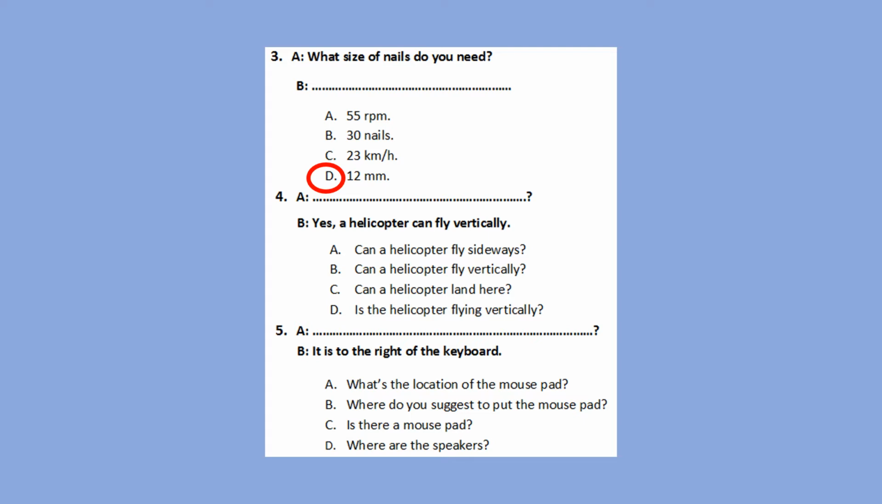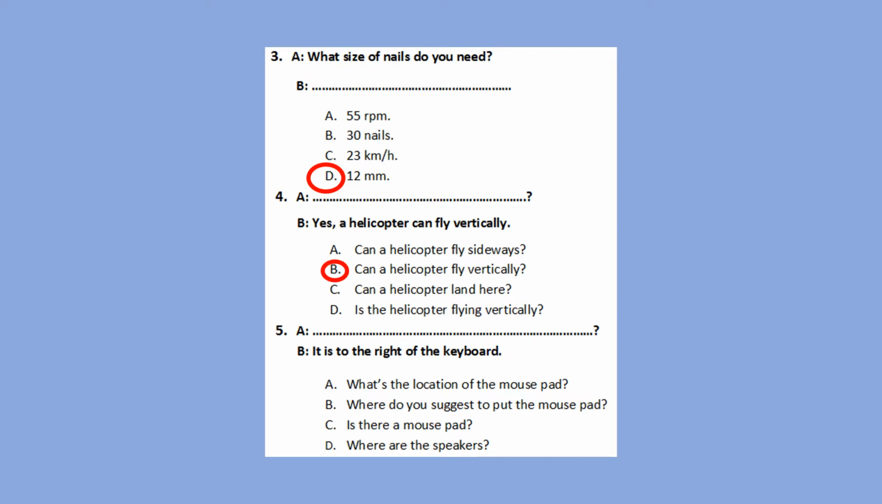So let's read the 4 options first. A, can helicopters fly sideways? B, can a helicopter fly vertically? C, can a helicopter land here? D, is the helicopter flying vertically? So because we have can in B and vertically, it's the same sentence, so B is the correct answer.